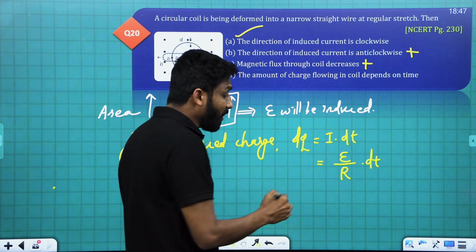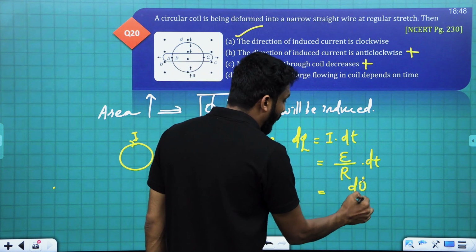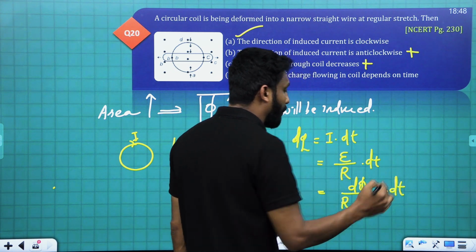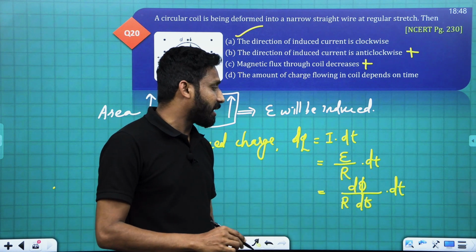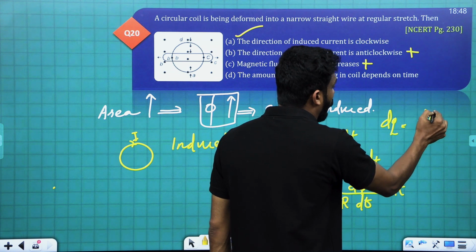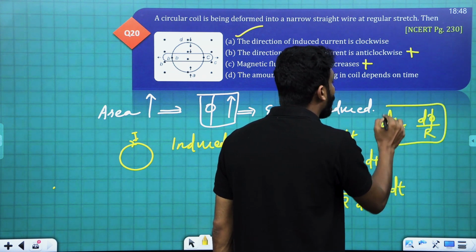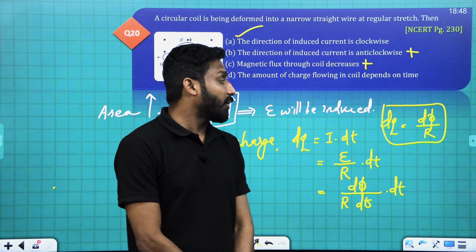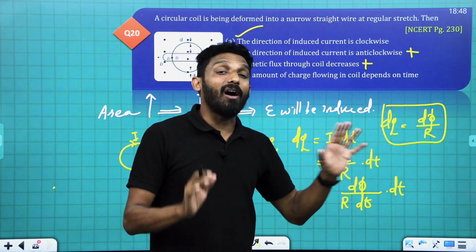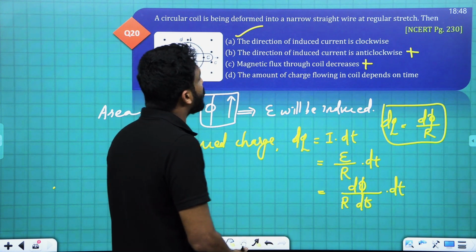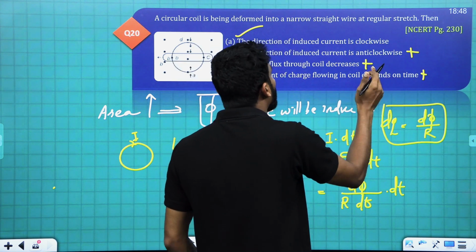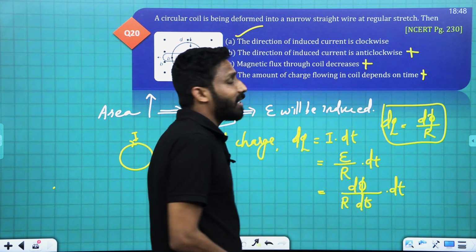And what is the EMF induced? EMF induced is d phi by dt. What happens? dt is cancelled. The induced charge dQ is equal to d phi divided by resistance. The change in flux divided by resistance. So the induced charge is not depending upon the time interval. d phi by R is the induced charge. So this statement is also incorrect. The amount of charge flowing in the coil depends on time is incorrect. The correct answer is option A.